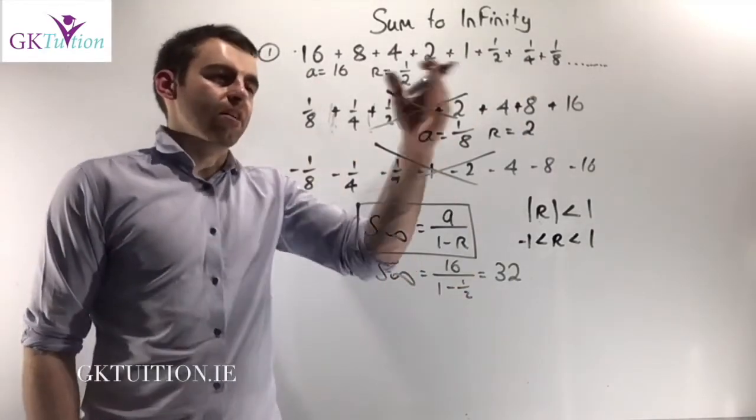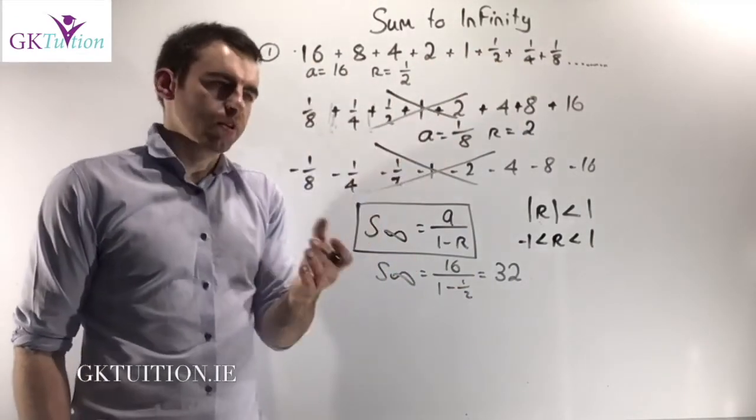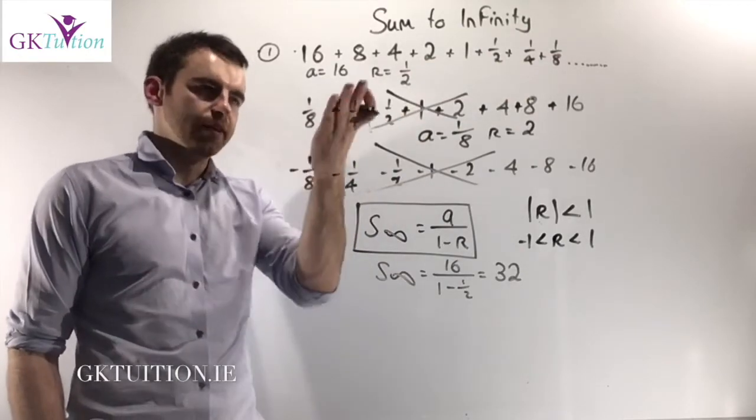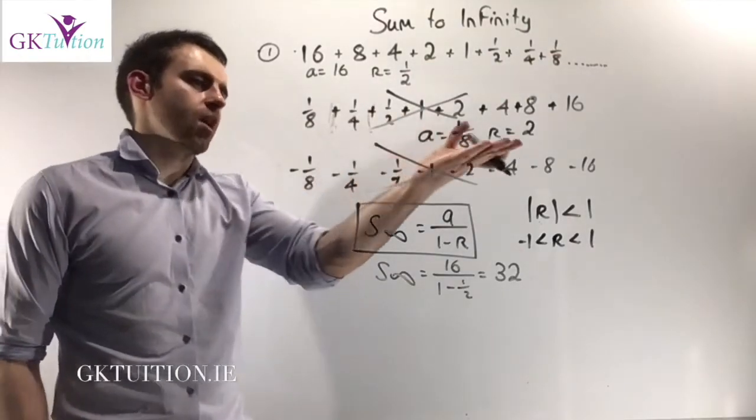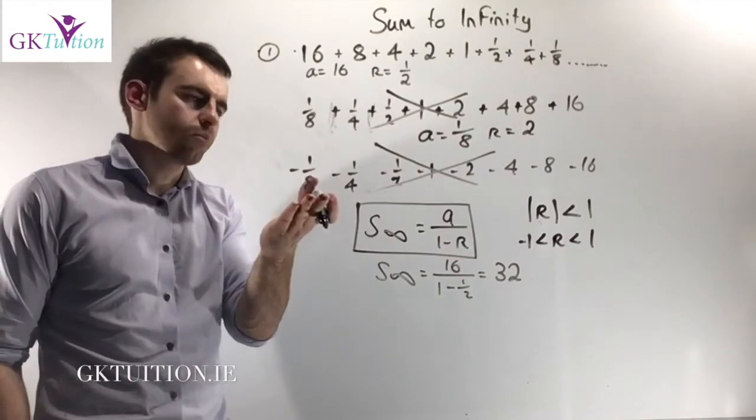You'll be able to recognize it, like if the numbers are getting closer to 0, you'll be able to tell, oh, I can get the sum to infinity for that one. But this one has a common ratio of 2. This one also has a common ratio of 2.